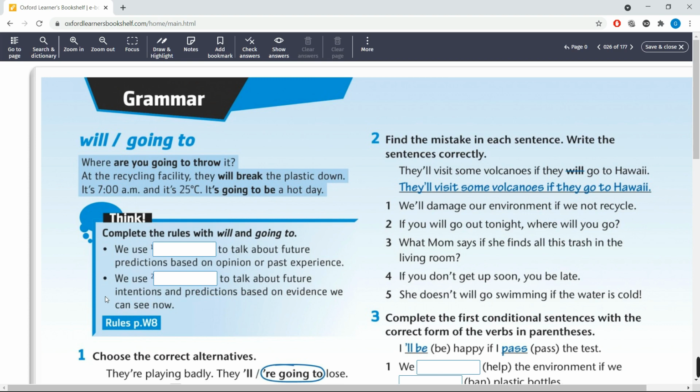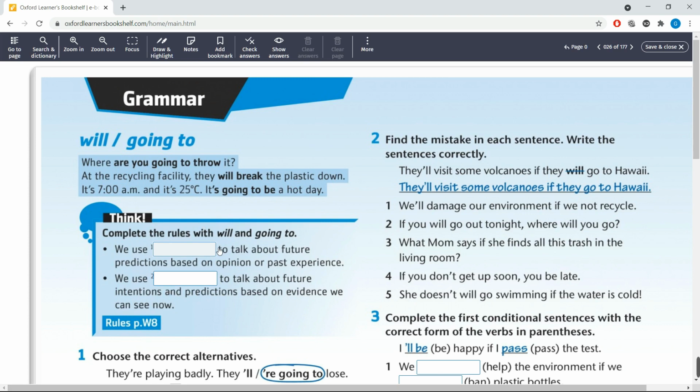For example, oh, you forgot your umbrella. You're going to get wet. So what am I saying now? I am saying that my friend forgot her umbrella. This is what I am saying now. Okay, so my friend forgot her umbrella. She's going to get wet. Okay, and I make a prediction based on evidence I can see now.